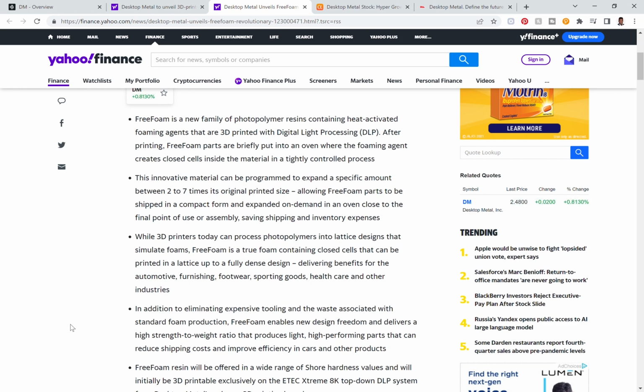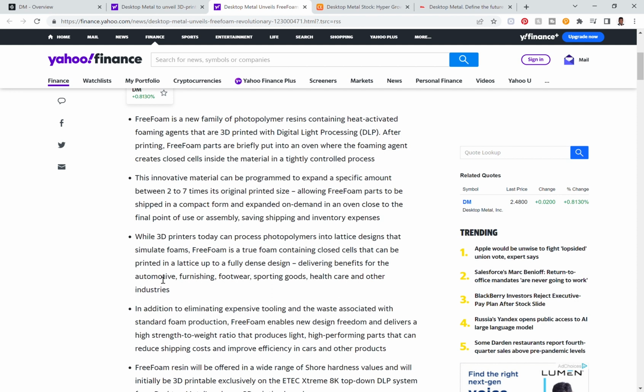Now, this is going to benefit heavily the automotive industry, the furnishing industry, footwear industry, sporting goods, healthcare, and other industries. Again, Desktop Metal continues to expand their exposure to every single industry, quite frankly. They are really trying to find their way into every single industry, and I'm not even being remotely small about that. When we look at the automotive industry, you can see it being applied to car seats and other aspects within a vehicle.